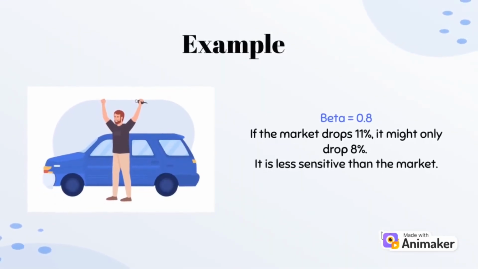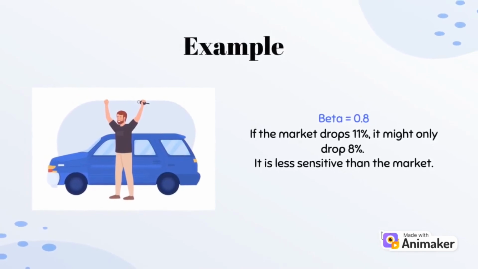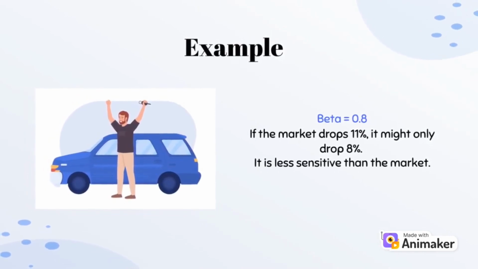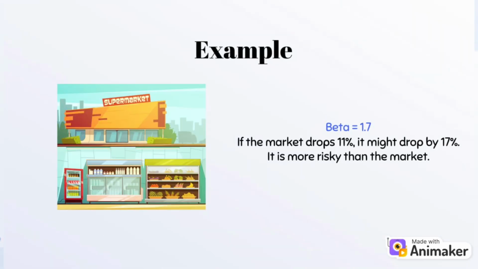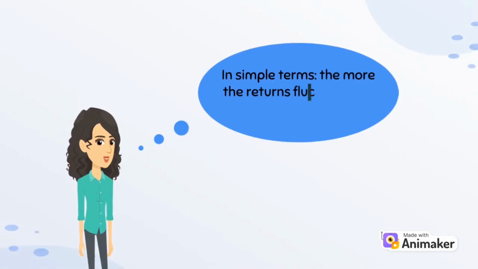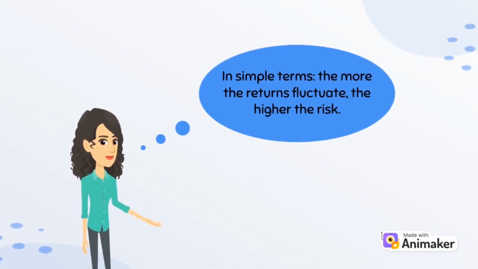GYB has a beta of 0.8, so if the market drops 11%, it might only drop 8%. It is less sensitive than the market. Jesse Chain has a beta of 1.7, so if the market drops 11%, the stock might drop 17%. It is riskier than the market. In simple terms, the more the return fluctuates, the higher the risk.